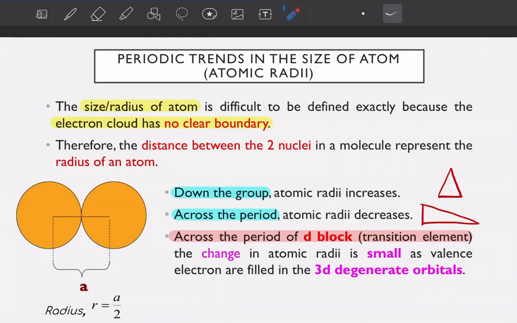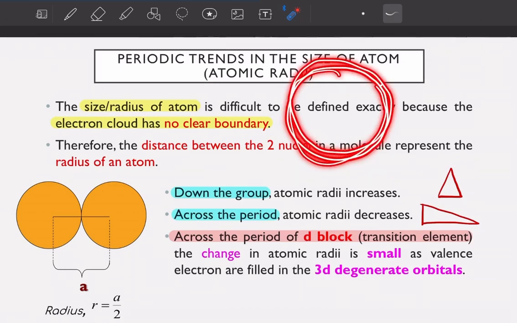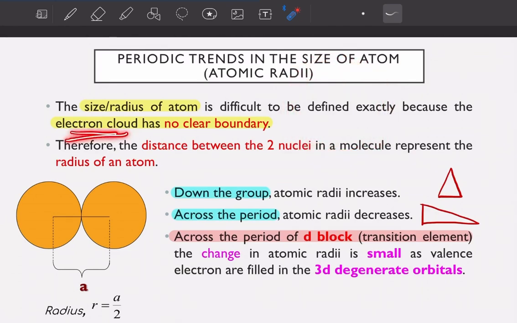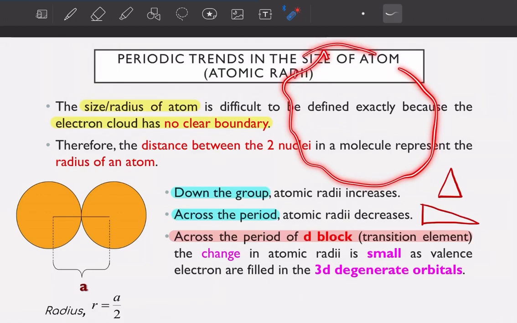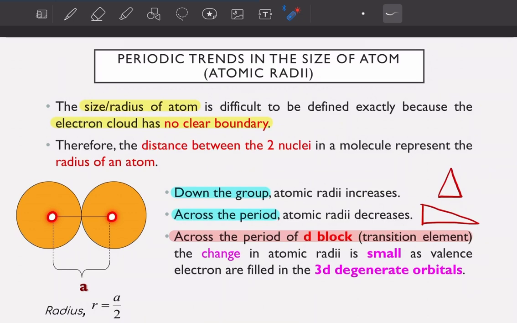Before that, we want to know whether we can actually measure the size of our atom. Actually, it is difficult to define the size of your atom, because an atom does not have a clear boundary. It is not just a round object. Your atom has an electron cloud, which is indefinite. Therefore, we will use the distance between two nuclei, the plural of nucleus, in a molecule to represent the radius of an atom.